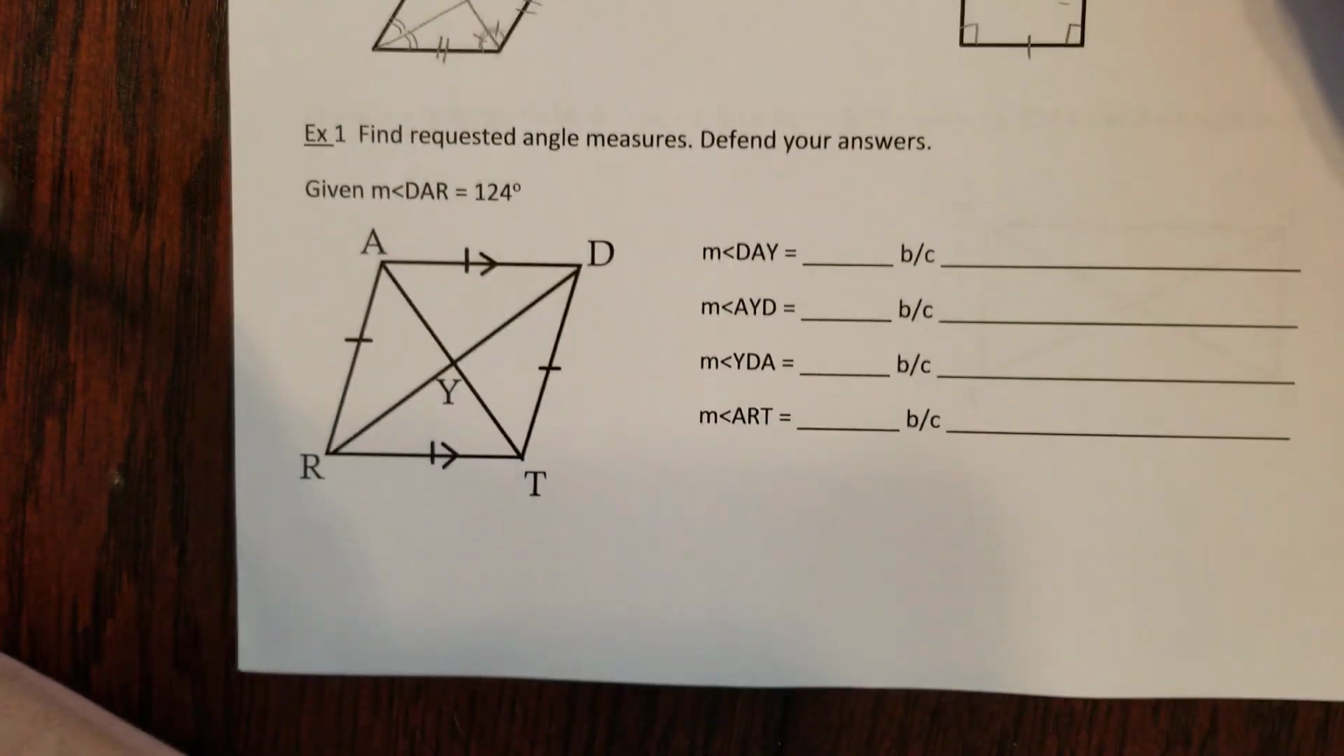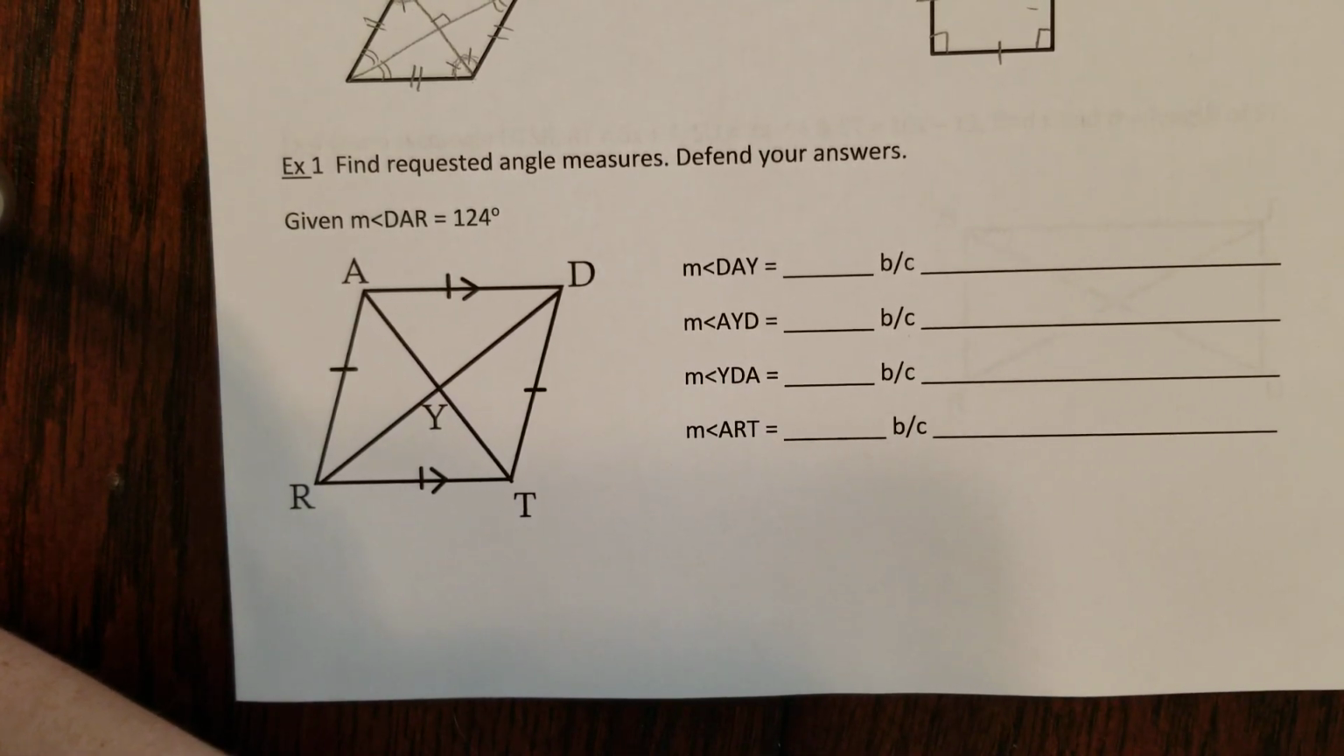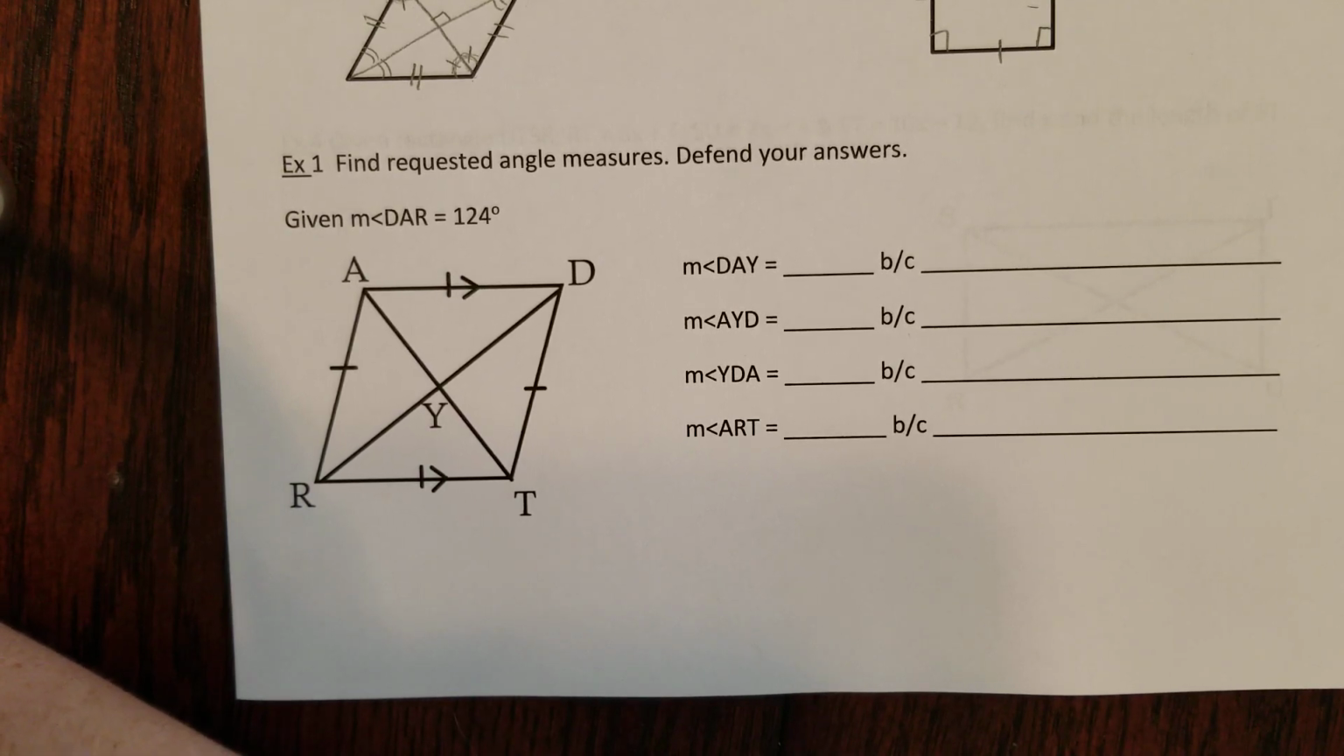All right, so let's put some of this into play here with doing some examples. So example 1, find the requested angle measures and defend your answer. Defend your answer just means tell me how you know. So if you can figure out how big it is, we're going to work on explaining to somebody, convincing somebody that, oh yeah, I know this and this is how I know.